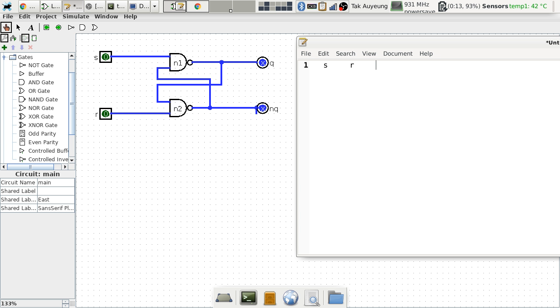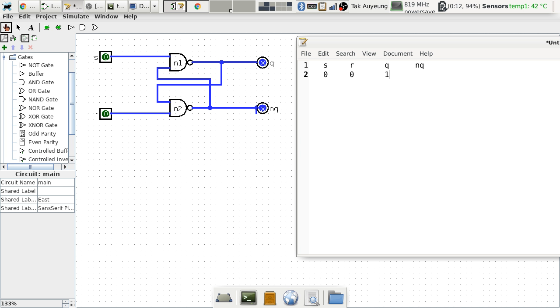Okay, so we have S and R, and then Q and NQ. It's a little bit difficult to express the equation because of the feedback mechanism. So we'll look at the easy one first. What if S and R are both false, or 0, or low? What do you think is going to happen to Q and NQ? They'll both be true. Okay, very good.